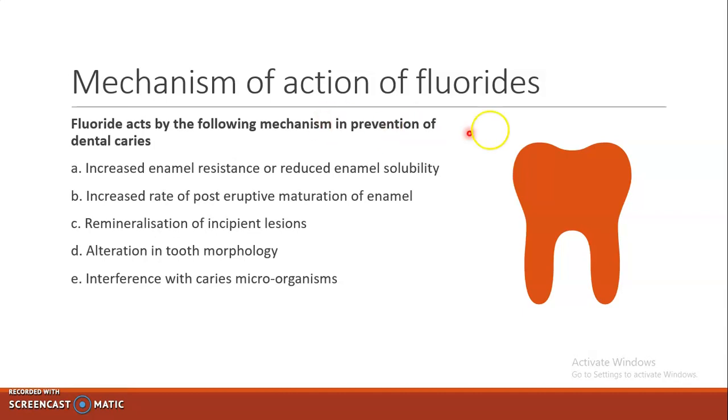So mechanism of action of fluorides in relation to dental caries can be broadly categorized into 5 different mechanisms. The first mechanism is called increased enamel resistance or reduced enamel solubility. The second is increased rate of post-eruptive maturation of enamel. The third is remineralization of incipient lesions. Fourth is alteration in tooth morphology. And fifth is interference with caries microorganisms or plaque microorganisms. So we'll be discussing each of these a bit in detail.